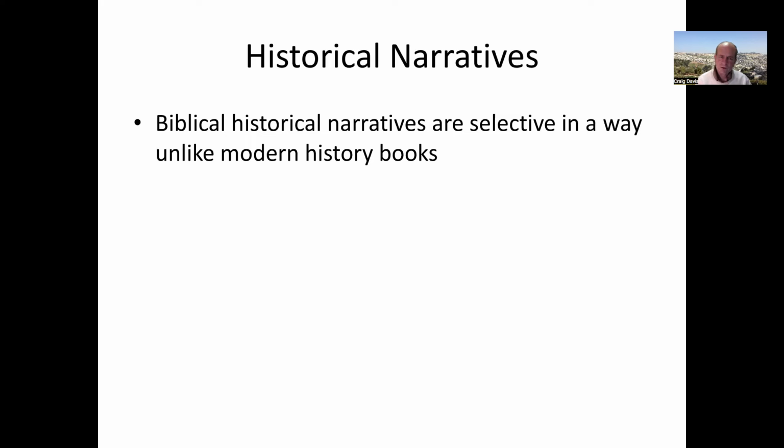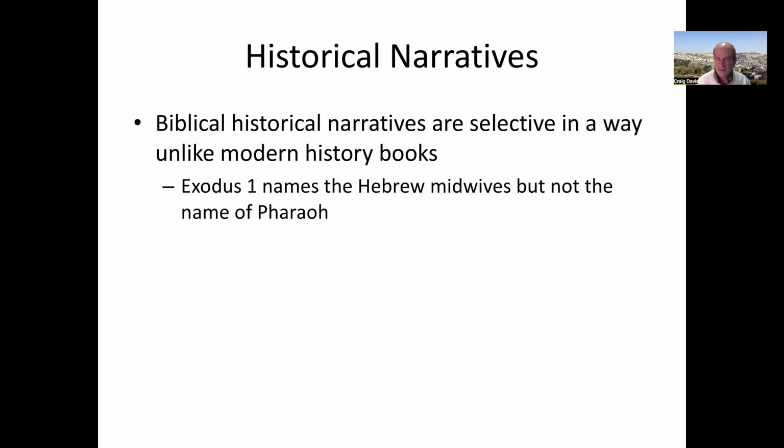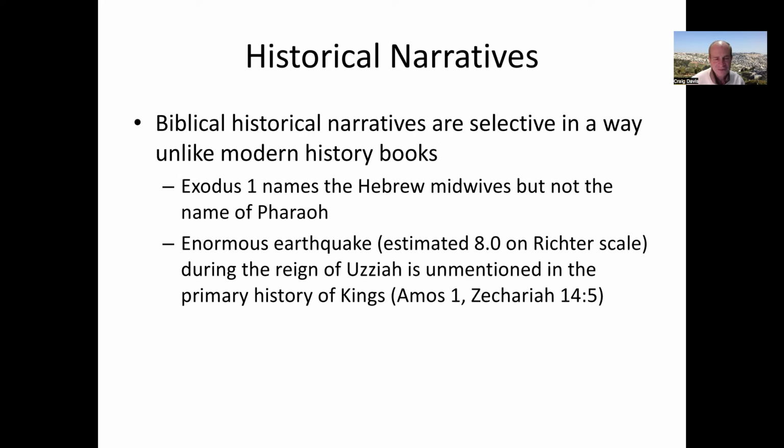Now, also, biblical historical narratives are selective in a way that's not like modern history books. There are many examples. I'll just give you a few. Driving historians crazy, you would have the fact that the book of Exodus, chapter 1, names the Hebrew midwives, but it doesn't name Pharaoh. And we would sure like to know which Pharaoh it was. That would help us put the Exodus in the right chronology and history, and everybody might agree, or maybe they might even argue more, but the Bible just doesn't name the Pharaoh.